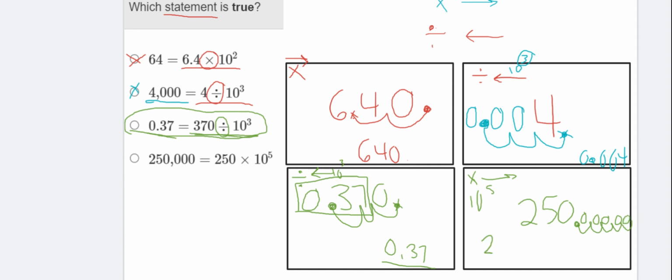So now my number would be 250, and then I have 1, 2, 3, 4, 5 zeros. That's a large number. So when I do that, my answer would be 25 million. Is that the same number that's there? No, it is not. That's 250,000. My product was 25 million. So I can also cross that one out.